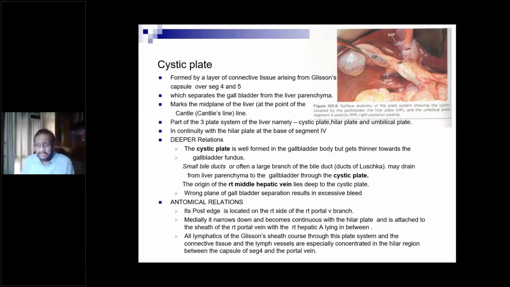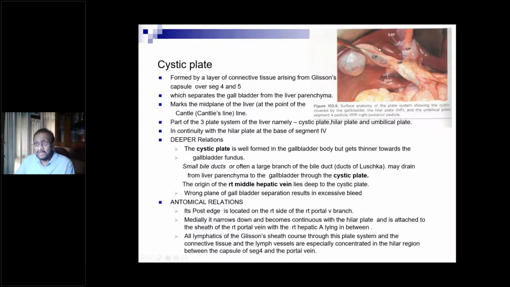So you've got three problems here. Number one, the underlying right middle hepatic vein. Number two, you've got biliary communication. And number three, you've got small venous communication between the gallbladder venous outflow and the hepatic veins. Is that clear? Now, all the lymphatics of the Glisson's sheath go through this plate system. One more thing: the lymphatics of the gallbladder communicate with the lymphatics under Glisson's capsule. So now you've got four problems.